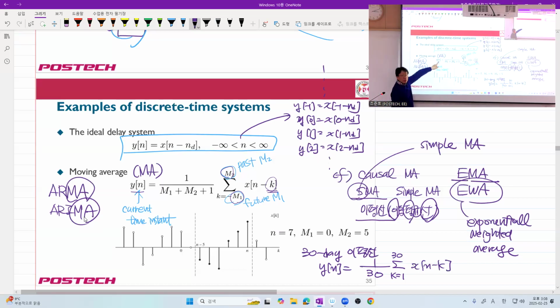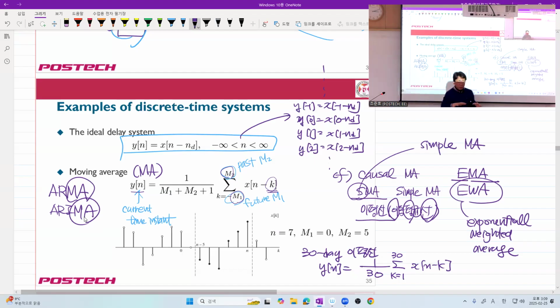Let's say time 0 is the current time. Okay? Then current output. So today, what is the past 30 days average? See that? Since n is 0, x of -1 is yesterday's price. -2 is the day before yesterday. So this is the 30-day moving average for today's, for example, Samsung stock market.